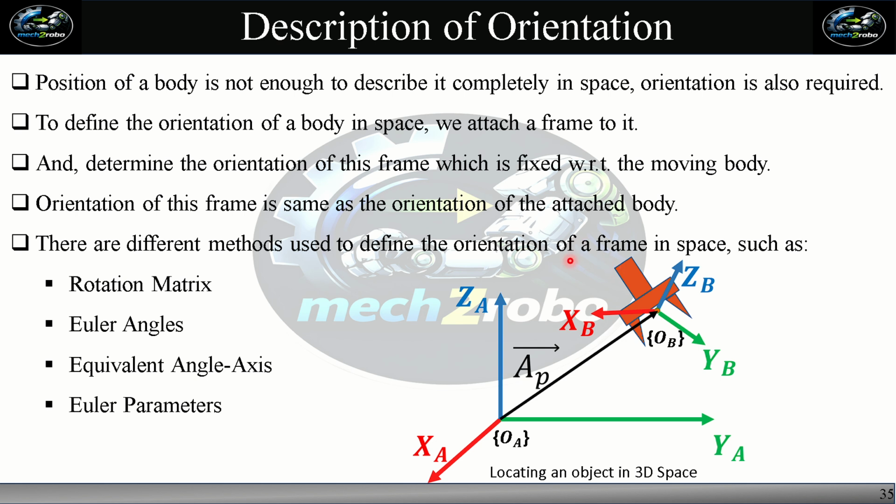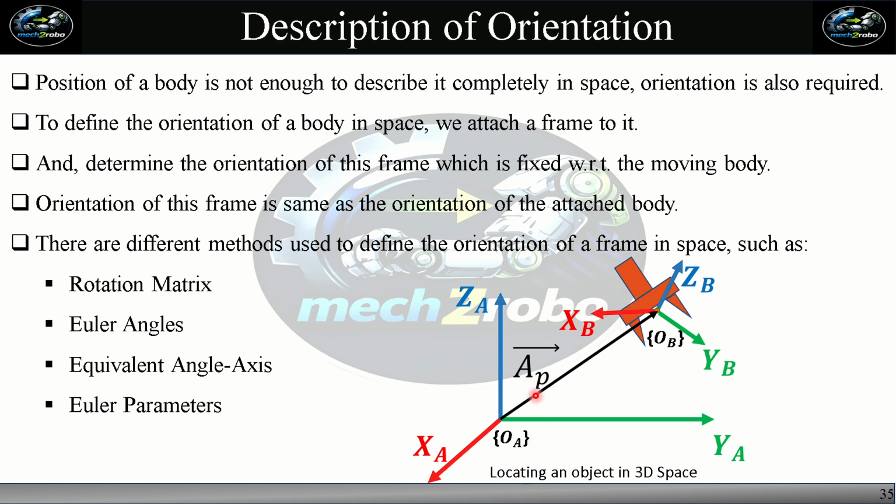In this figure we can see that this is our reference frame A, and this is our object whose orientation we want to describe in 3D space, so we attach the coordinate frame B to this body, and we determine the orientation of this frame, and we will easily get the orientation of this body in space.